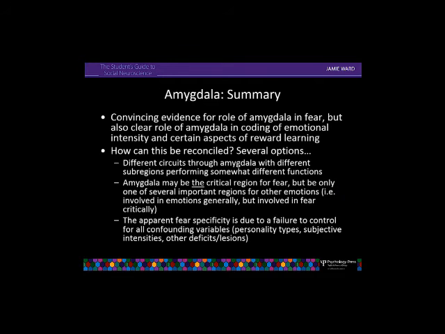So there's convincing evidence for the role of the amygdala in fear, but also a clear role for the amygdala in other aspects of emotion. So where does that leave us? Well, there could be different circuits going through the amygdala with different functions. It might be that it's crucial for some aspects of fear, but it's also important for others. It could also be that there are various other kinds of confound that make fear seem to be important, but actually it's just a more extreme or different kind of emotion, rather than a discrete category.